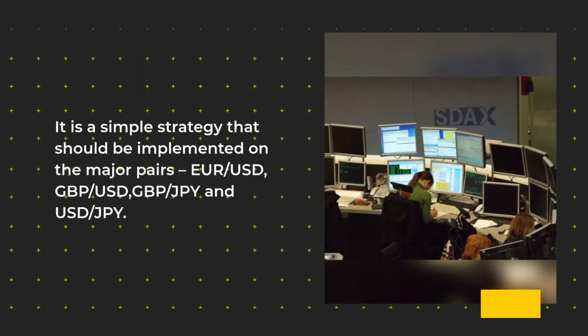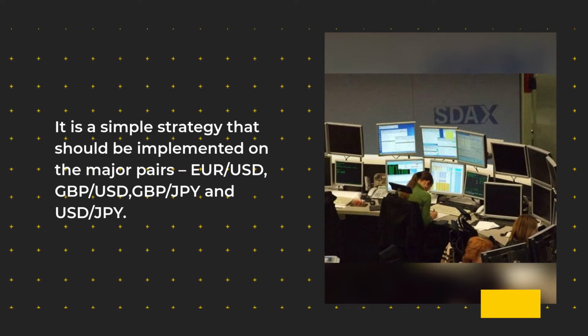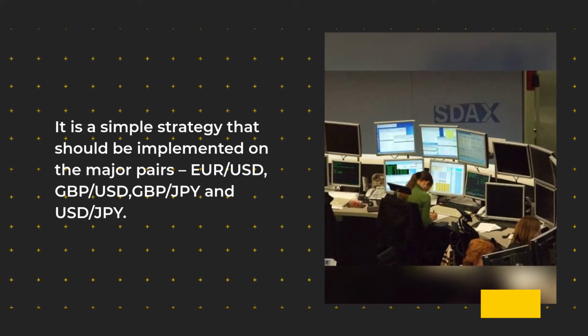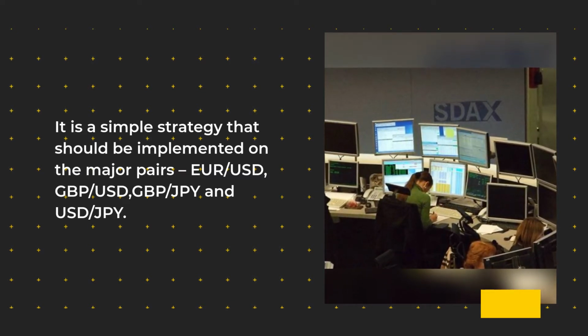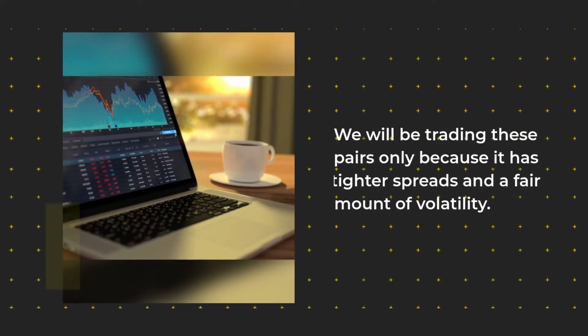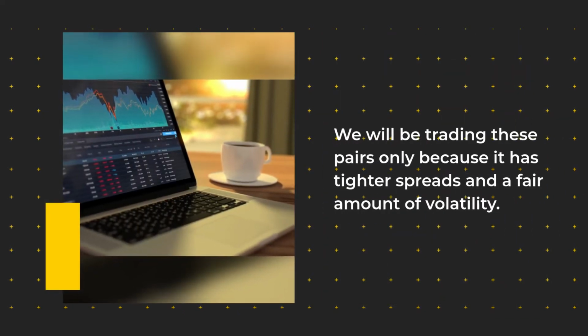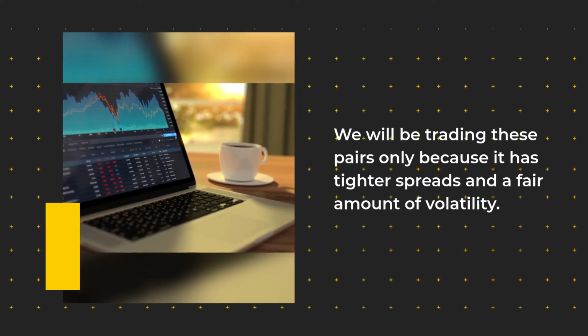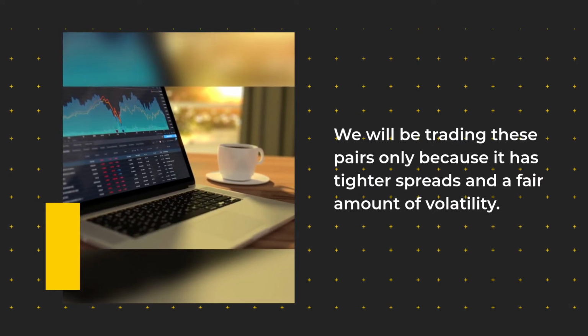It is a simple strategy that should be implemented on the major pairs: Euro to US dollar, Pound sterling to US dollar, Pound sterling to Japanese yen, and US dollar to Japanese yen. We will be trading these pairs only because they have tighter spreads and a fair amount of volatility.